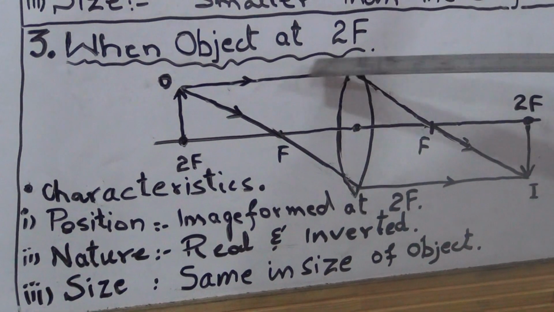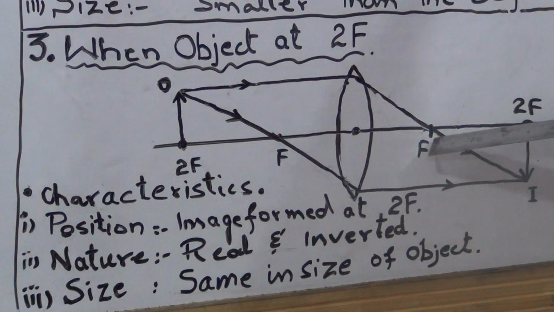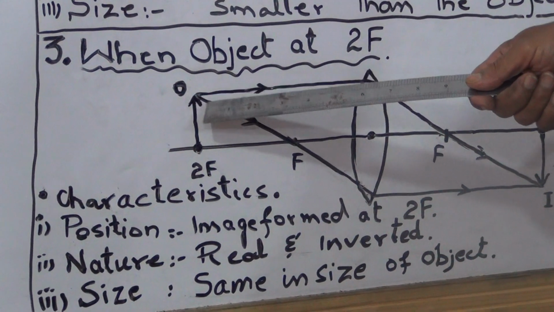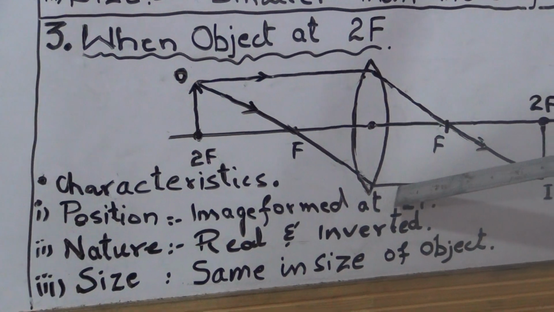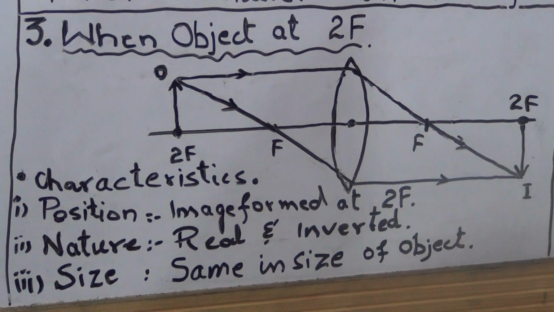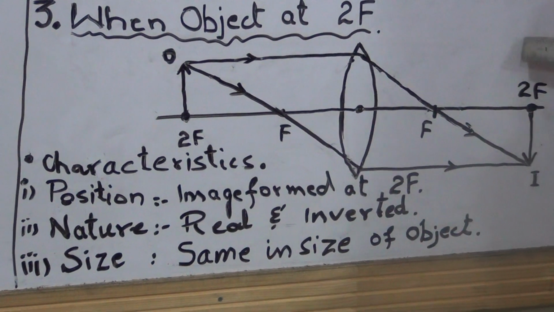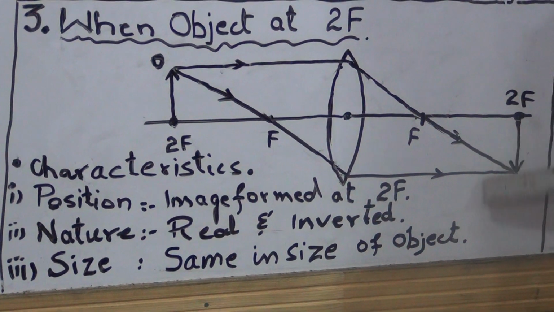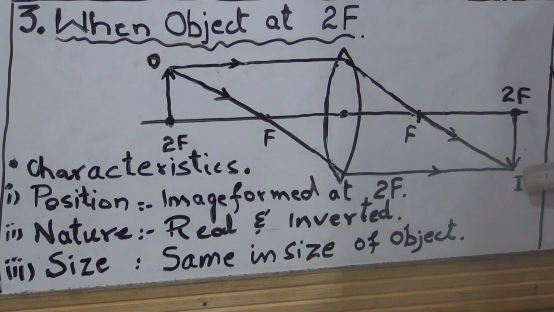The ray parallel to the principal axis from the object will pass through the principal focus, and the second ray from the object passes through the principal focus and will go parallel to the principal axis, and both the rays intersect each other at 2f, so the image is formed, which is a real intersection, therefore a real and inverted image.